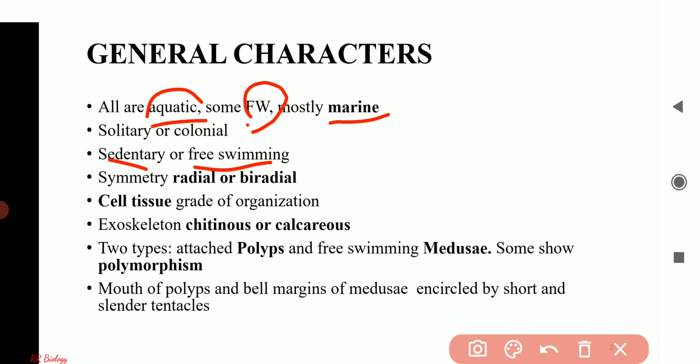If you talk about the grade of organization here, it is the cell tissue level of organization. And what is the cell tissue level of organization? Cells combine to form tissues, and here the functions may be performed by the tissues, or by the cells. So that's what the cell tissue grade of organization means. Cells combine to form tissues, and tissues perform certain functions.